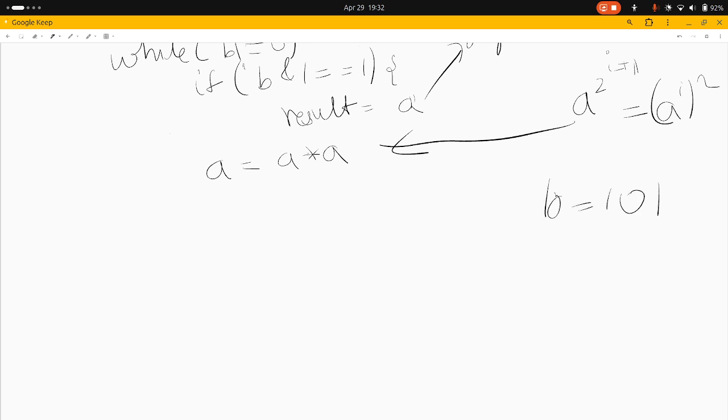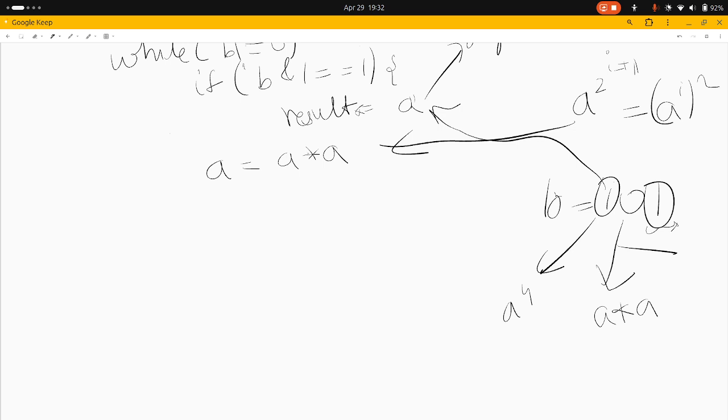In this case, one is being calculated. This bit is 1, so we are multiplying the result by a. Then we are going to the second one. Here it would be 0, but still we have to update the a. So a would become a star a here. Then here it would be a power 4, and here the bit would be 1. So we have to multiply the result by a power 4.